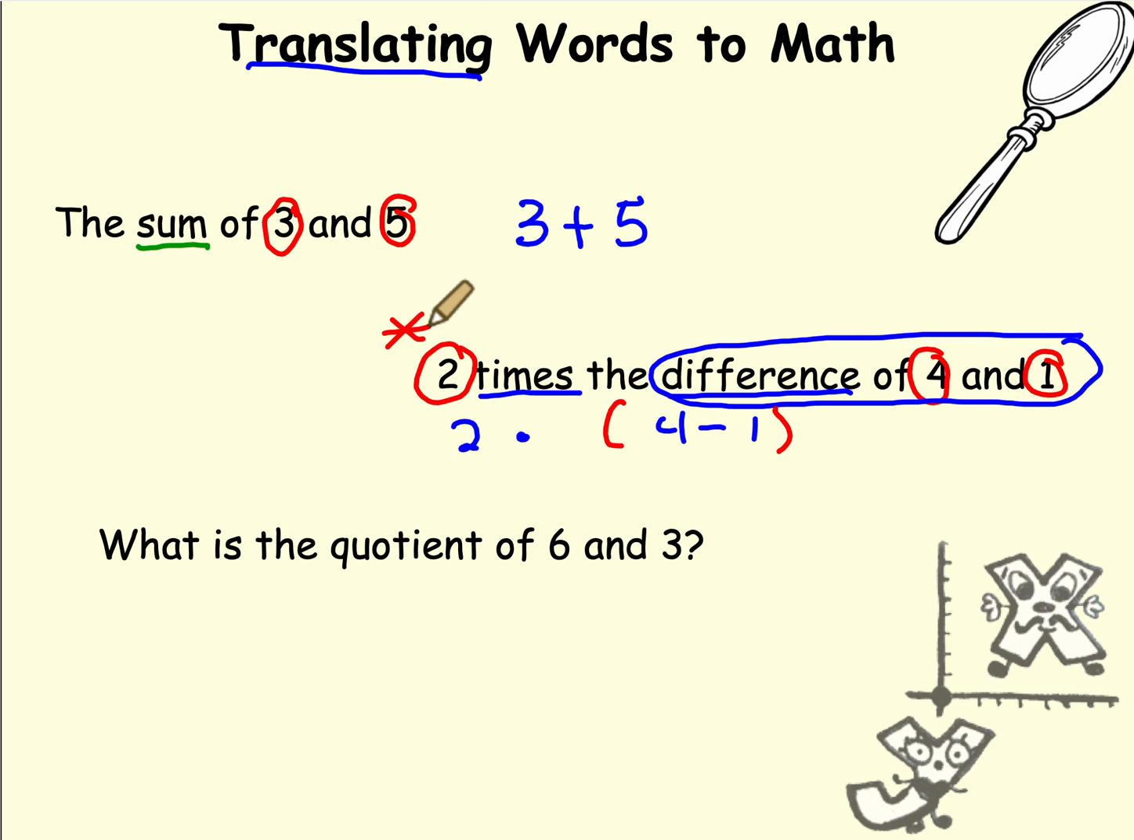Okay, so this one's just stated as a question. What is the quotient of 6 and 3? So, numbers, words, quotient. So, 6, quotient means to what? Divide. So I could write it like this, or I could also write it like that.